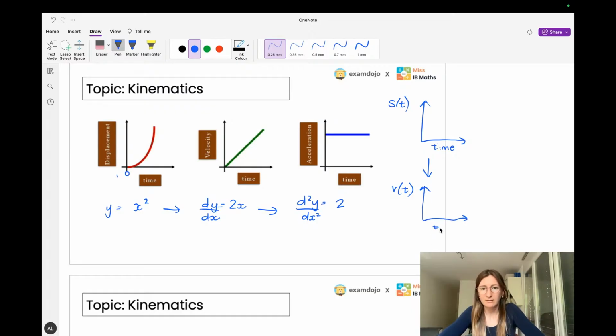And then also time, I differentiate again and I get my acceleration graph. If I'm going this way, I'm differentiating. So, all right, therefore differentiating. If I want to get from displacement to velocity, I've got to differentiate. If I want to get from velocity to acceleration, I've got to differentiate.